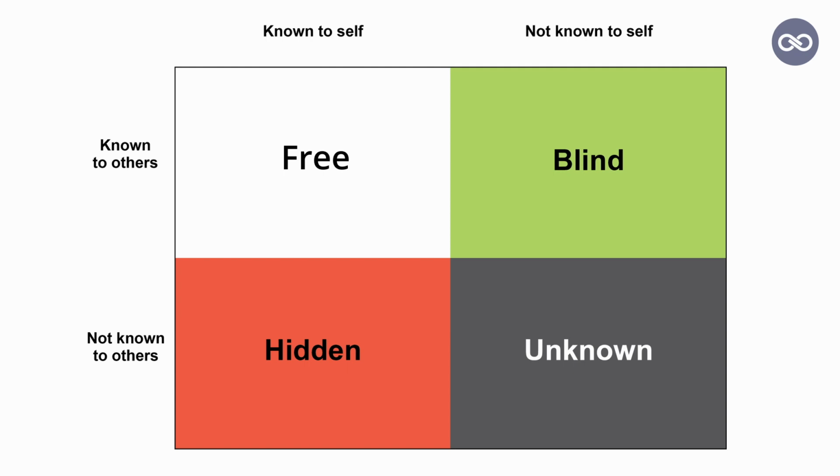It is essential to know that the size of each area is completely individual. Only in the illustration are they the same size. We decide ourselves how much we will share with others and how much we will become aware of ourselves. The goal is to make the known area as large as possible and the other areas as small as possible.